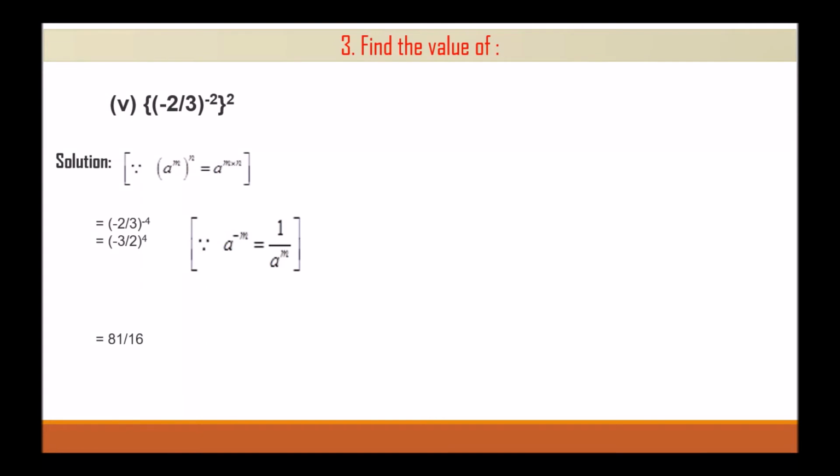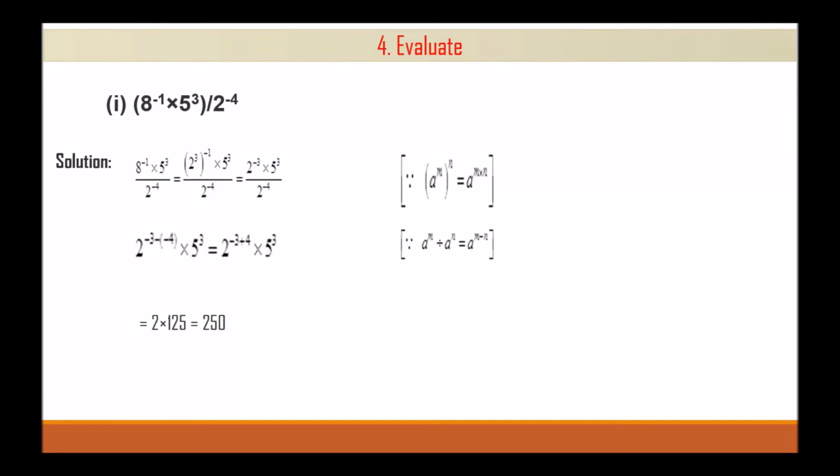Next, (minus 2 upon 3) raised to minus 2, whole bracket squared. So minus 2 upon 3 raised to minus 4, since 2 into 2 is 4. So we will take the reciprocal of the number. So (minus 3 upon 2) whole bracket raised to 4. So the answer is 81 upon 16. 3 raised to 4 is 81 and 2 raised to 4 is 16.